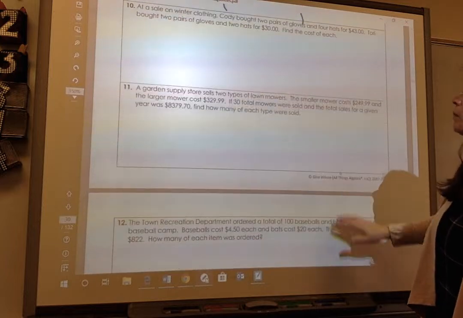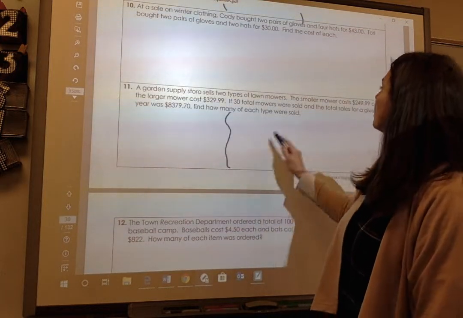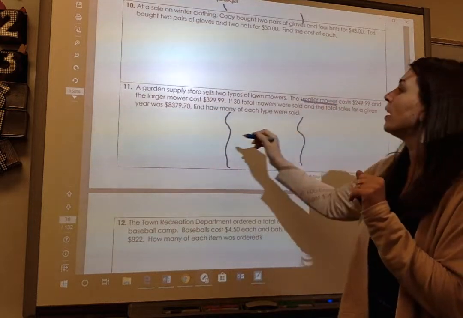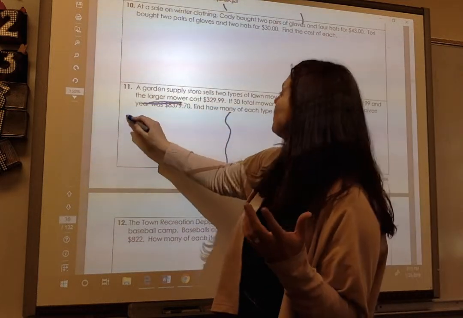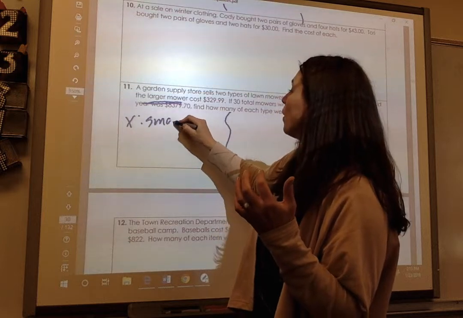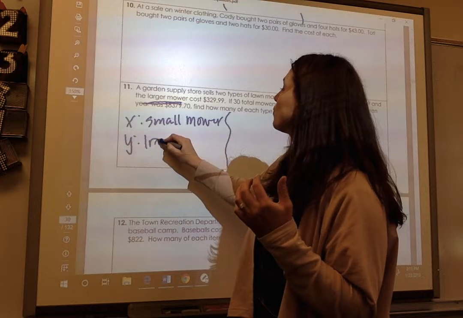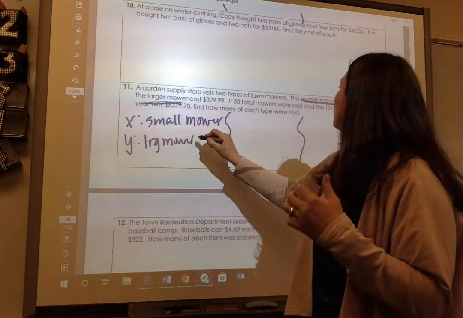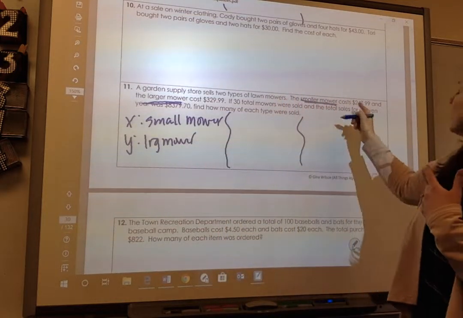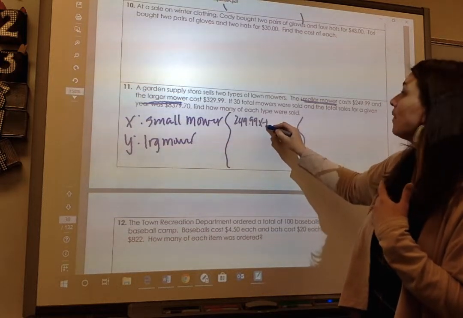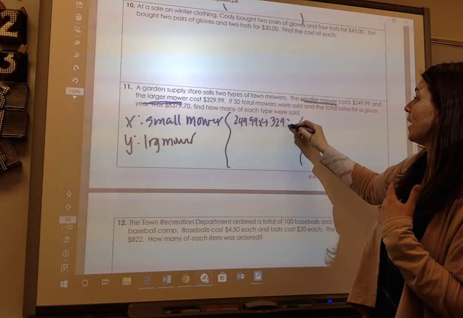All right, so number 11. A garden supply store sells two types of lawnmower, smaller mowers and larger mowers. So I'm going to say that X is the small mower, and I'm going to say Y is the large mower. So the smaller mower costs $249.99, and the larger mower costs $329.99.